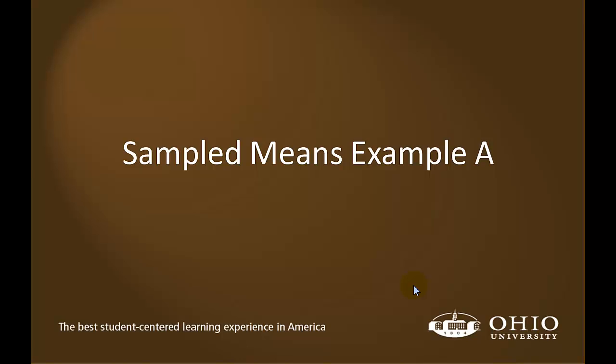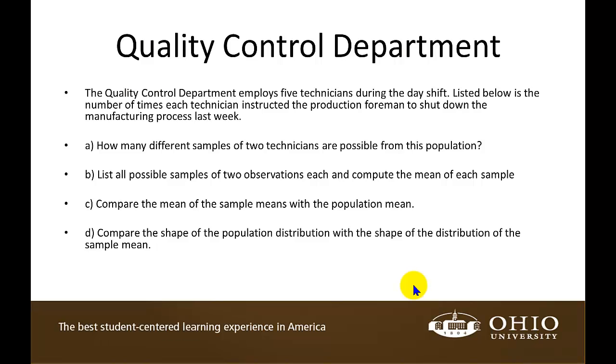Okay, I'd like to solve the following problem titled Sample Means Example A. This is a direct relationship to the central limit theorem and is really the foundation for a lot of the things that we're going to do with statistics. So it's essentially the reason why we can relate everything back to a normal distribution. So let's go ahead and take a look at an example problem.